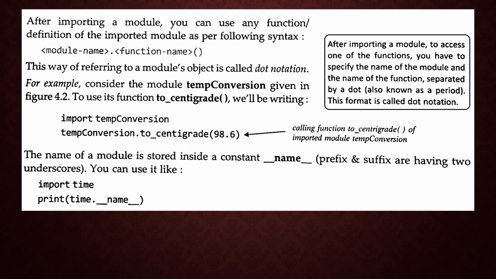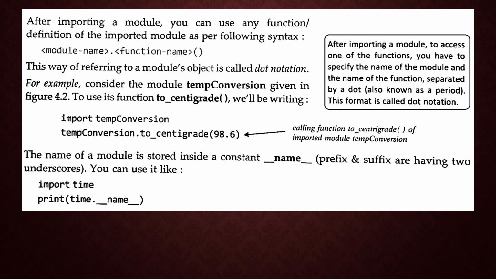One more thing: last class we designed a module called temp conversion. Suppose you want to use the to centigrade function. You write temp conversion dot to centigrade, and then specify the temperature, 98.6. Like this, we have to use it.